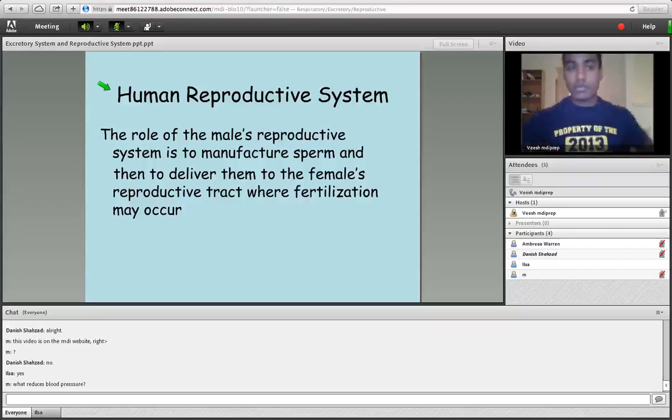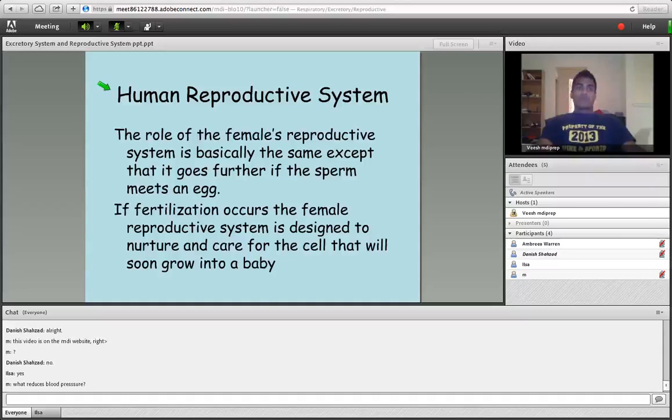The role of the male's reproductive system is to manufacture sperm and then deliver it to the female's reproductive tract where fertilization will occur. Whereas the role of the female reproductive system is almost the same, except it goes further after the egg and sperm meet. The female reproductive system is designed to nurture and care for a cell that will eventually become another human being.